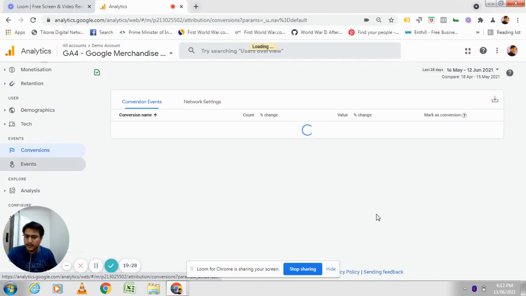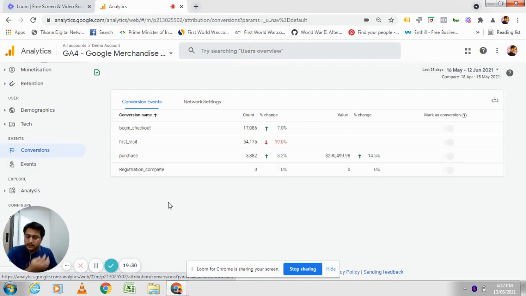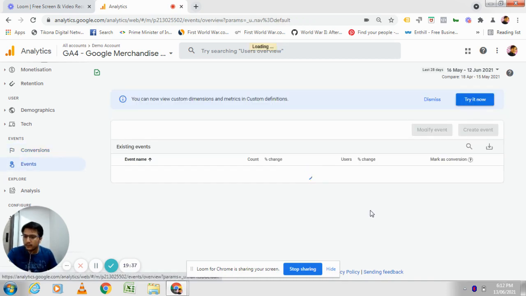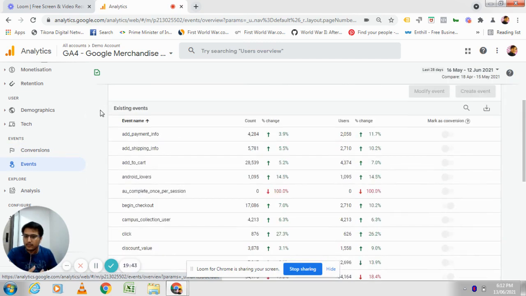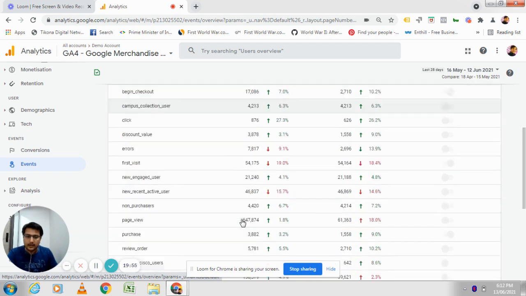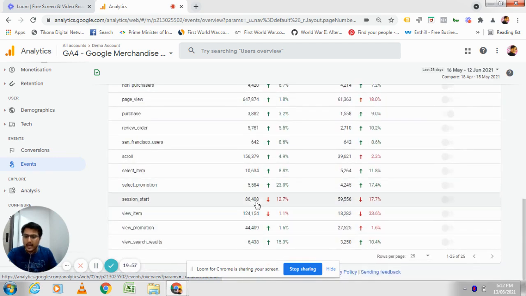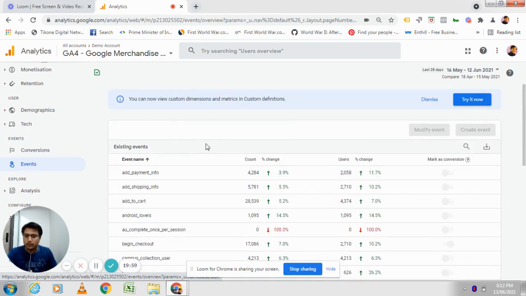Here you can see there are a lot of conversion events like begin checkout, first visit, purchase, registration complete. Now let's go to the events. Google Analytics 4 has completely auto-defined existing events. So you can see here add payment info, add shipping info, add to cart, Android, begin checkout, click, etc. These are some of the events that are tracked by default with Google Analytics.